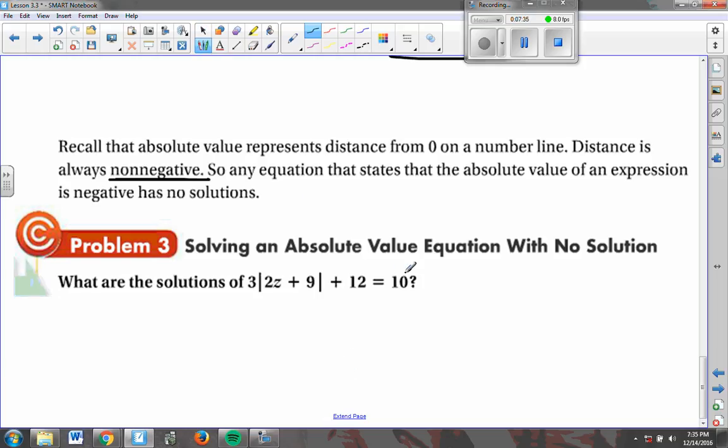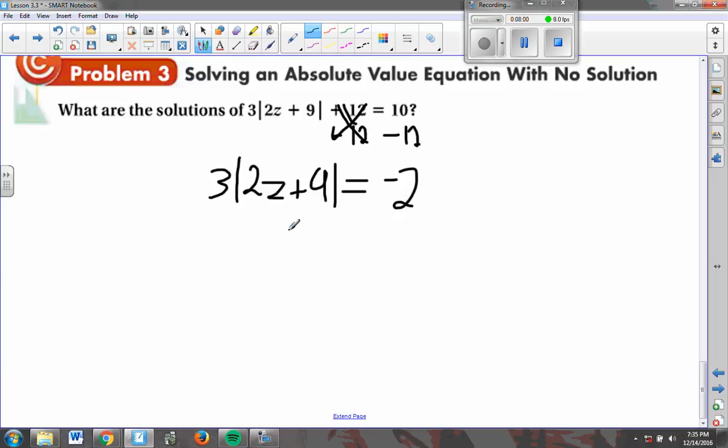So if I'm asked to solve this equation, and I want to first get the absolute value all by itself, I will subtract 12 on both sides right away, and that'll be gone. I'll be left with 3 times the absolute value of 2z plus 9 equals negative 2. Now I just have to get rid of this 3 that's multiplied in front of my absolute value. So I divide both sides by 3 to cancel that away, and I divide this side by 3.